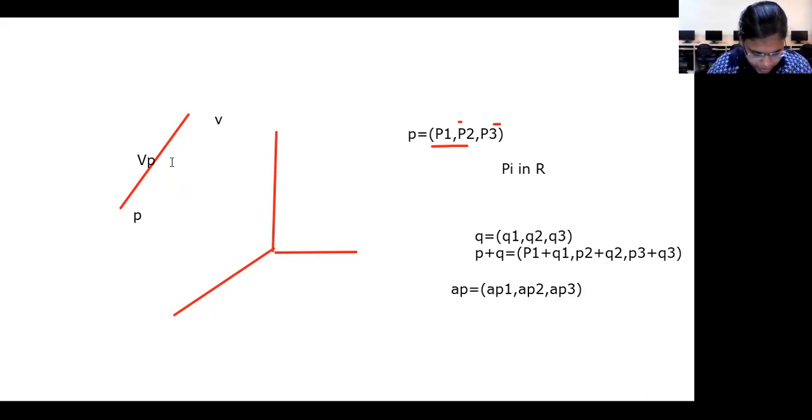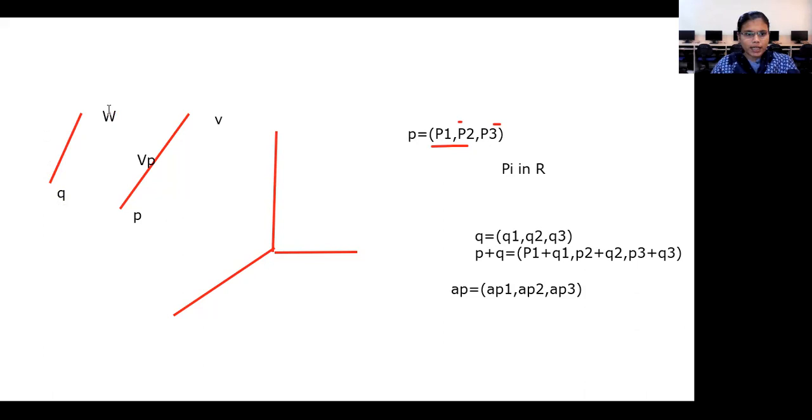Now let us draw. Suppose I am saying that two tangent vectors are equal, how am I going to say that? Let us draw another tangent vector, with some other point of application, say Q, and the direction vector is also different, say W.